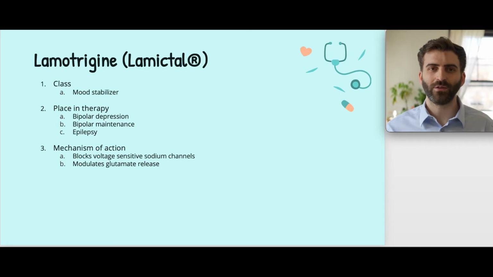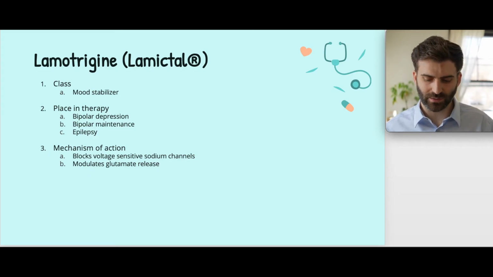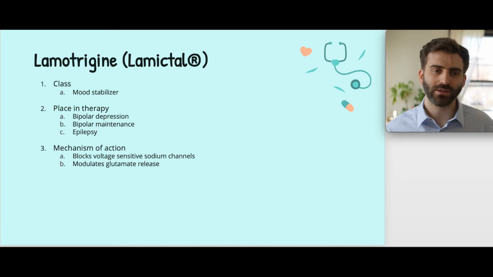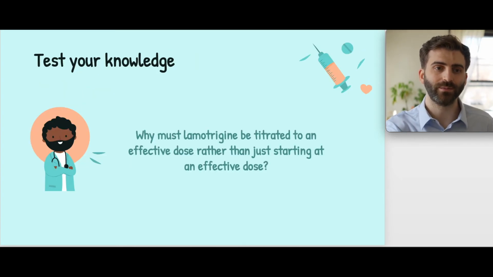Lamotrigine, or brand name Lamictal, is the third drug that we'll go into. This is also an anti-epileptic medication, but it's used as a mood stabilizer in bipolar disorder. Its place is more on the depressive end, so bipolar depression and bipolar maintenance, whereas remember for valproic acid, it was more for bipolar mania or bipolar maintenance. The reason this is used in bipolar depression is a specific reason that we'll talk about in a little bit. Its mechanism of action is that it blocks voltage-sensitive sodium channels and modulates glutamate release.